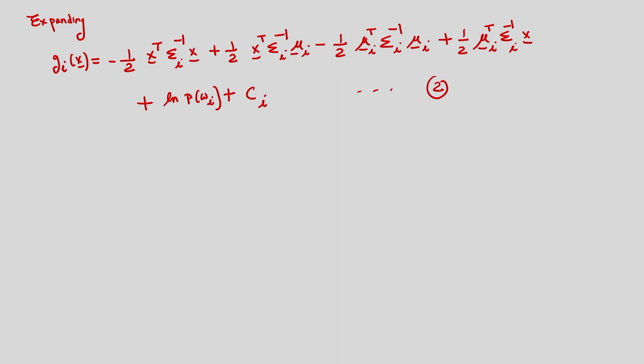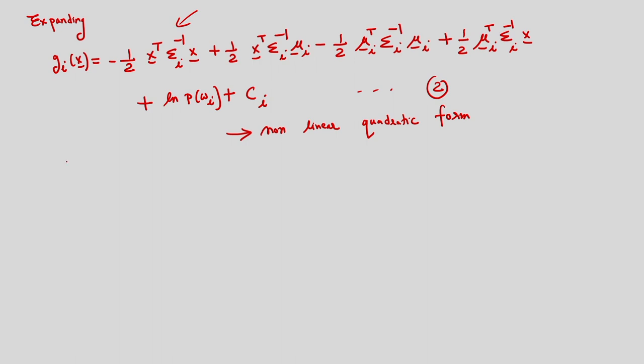Here you can see we have a quadratic term. This is the quadratic term, and this equation is nothing but a nonlinear quadratic form. I can consider it a nonlinear quadratic form. The quadratic term is also there. You can see this term, the first term, is the quadratic term.